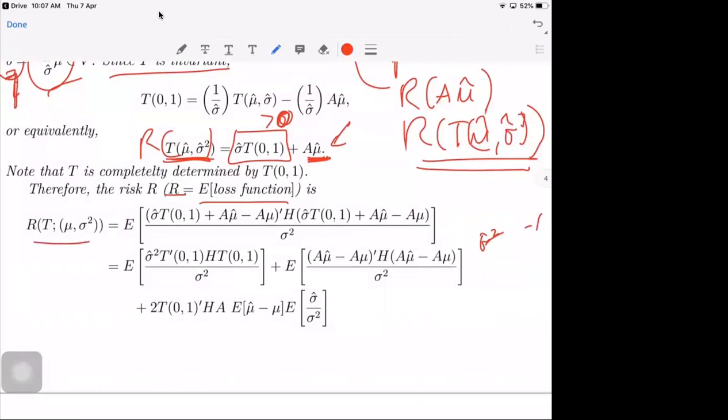Okay? So, again, I told you that the risk is actually an expected loss. So, what you do is, you get the risk of T, and then you get the expected loss function, no? Associated with tau of mu hat and A. Tau of mu hat and sigma hat square. So this is your D1 minus your parameter. Okay, so this is your D1 minus your parameter.